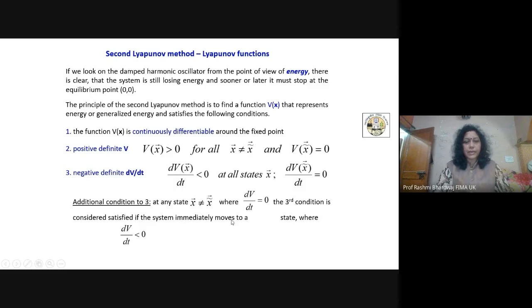So if you are taking any state x not equal to x bar, where you have dV by dt equal to 0, then the third condition is considered satisfied if the system immediately moves to a state where dV by dt is less than 0.